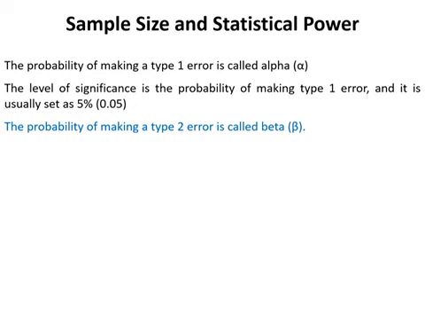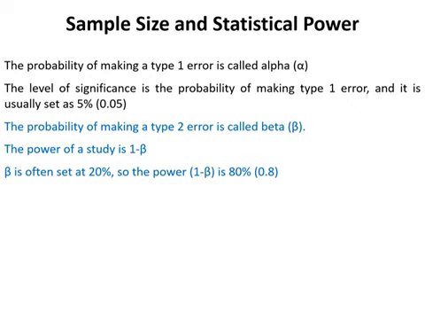While the probability of making type 2 error is called beta, which is the probability of making a false negative result. That means in reality there is a positive result, but we couldn't find it. Therefore, the power of the study, or the ability to find this positive result, is 1 minus beta. Beta level is usually set statistically as 20%, therefore the power is 80%.